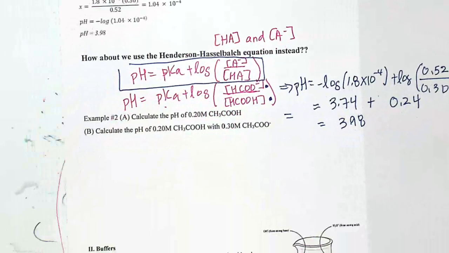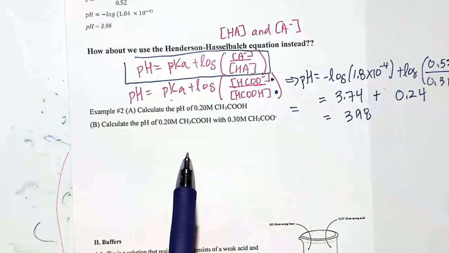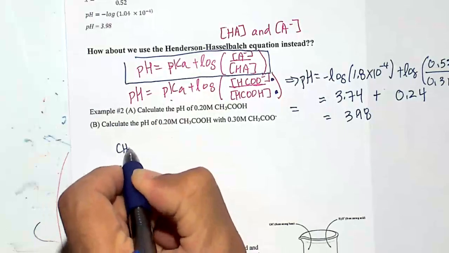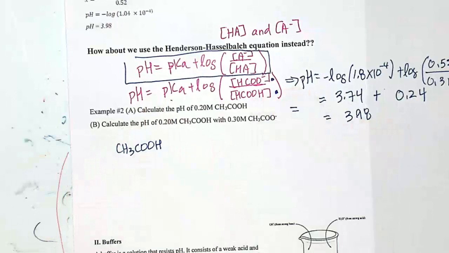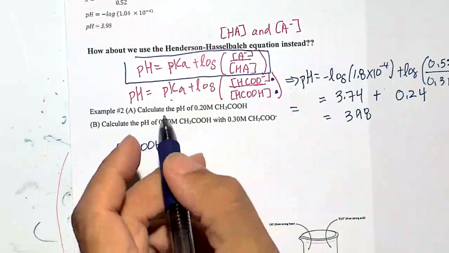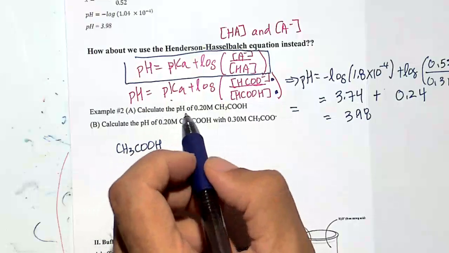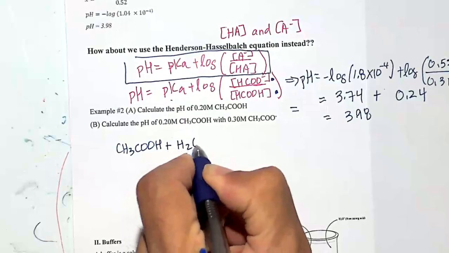All right, let's do one more problem like this. Calculate the pH of 0.20 molar acetic acid. So wait, so we use the Henderson-Hasselbalch equation for weak acids and strong bases? There's nothing strong in a buffer. Okay, weak acid and its conjugate. All right, calculate the pH of 0.2 molar acetic acid, just the same as before.